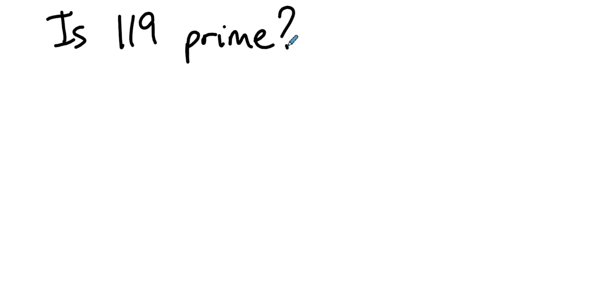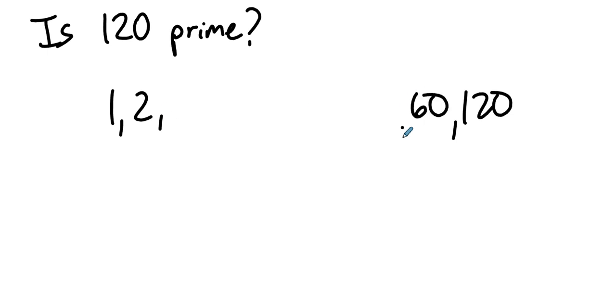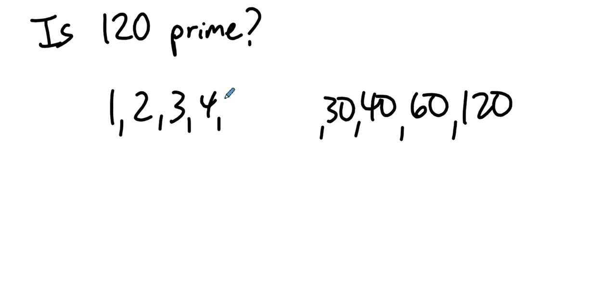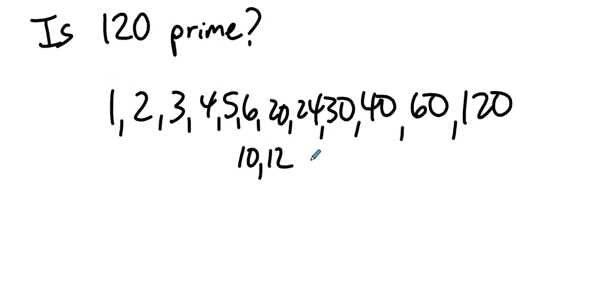Well, let's consider the following on this one. Let's ask this question. Is 120 prime? Well, no. How do we know? Well, because we can write out factor pairs for 120. There's 1 and 120. There's 2 and 60. There's 3 and 40. There's 4 and 30. There's 5 and 24. There's 6 and 20. There's also 10 and 12. So there are many, many factor pairs.